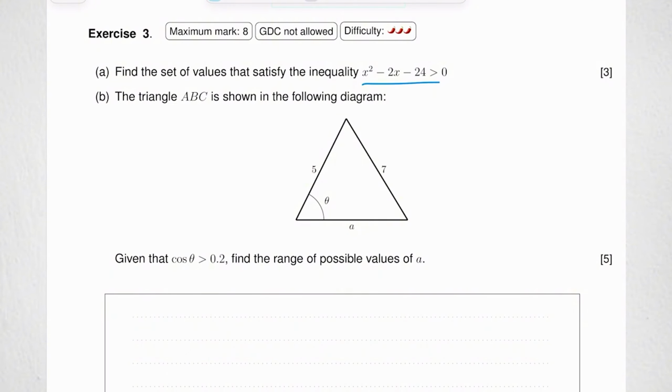Now, on to exercise number 3. This usually offers a lot of trouble for students. Students struggle with this type of exercise. First of all, we need to solve inequalities without our GDCs, so hopefully you remember how to do that.